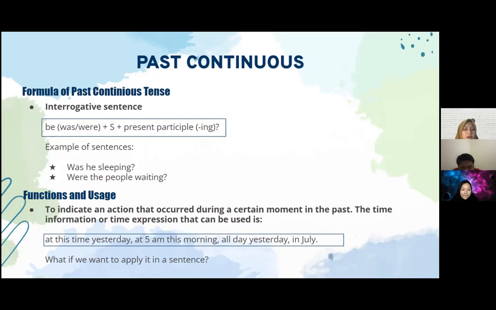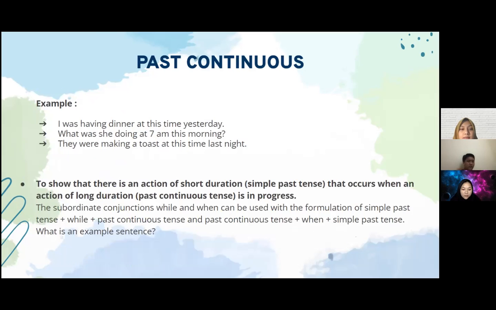And the function and usage of past continuous tense is to indicate an action that occurred during a certain moment in the past. The time expressions that can be used are at this time yesterday, at 5 a.m. this morning, all day yesterday, and in July. And if we want to apply it in a sentence, examples are: I was having dinner at this time yesterday. The second one is, what was she doing at 7 a.m. this morning? And the last is, they were making a toast at this time last night.